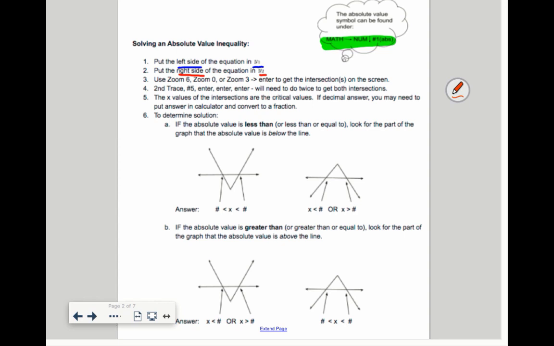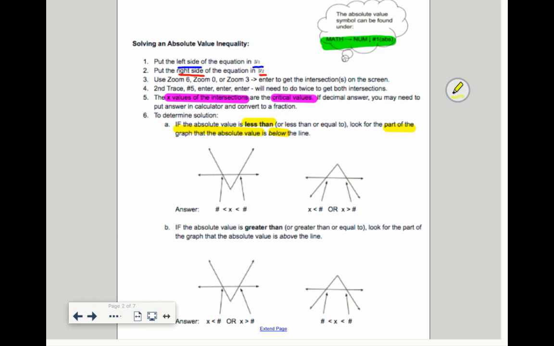But there's a next step. I call the x values of the intersections your critical values. Not all people may refer to them that way. When you find those intersection points, they are critical in terms of answering the question. They are not the answer, though. There's more to it. The next step says to determine the solution: if the absolute value is less than or equal to, look for the part of the graph of the absolute value below the line. Less than, remember, is below. We think of it as below the line.